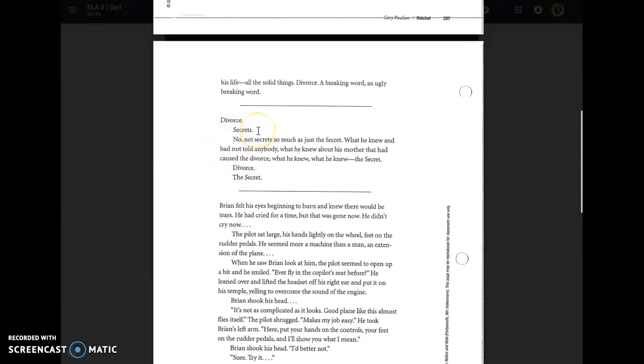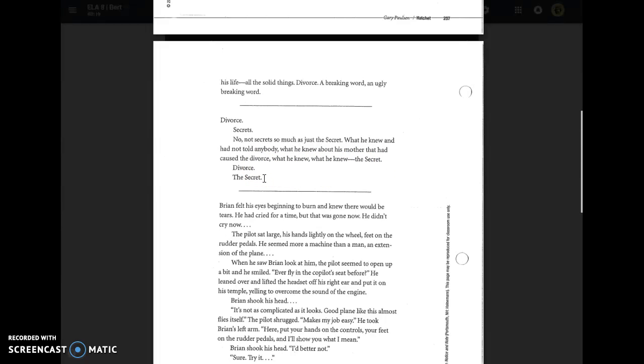Divorce. Secrets. No, not secret so much as just the secret. Notice this says the secret, and it's capitalized. That tells me also that this is really important, and I've seen it repeat again. What he knew and had not told anybody. What he knew about his mother caused the divorce, what he knew, the secret. Divorce. The secret.